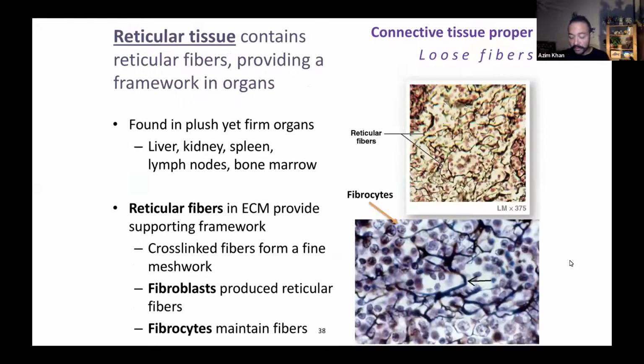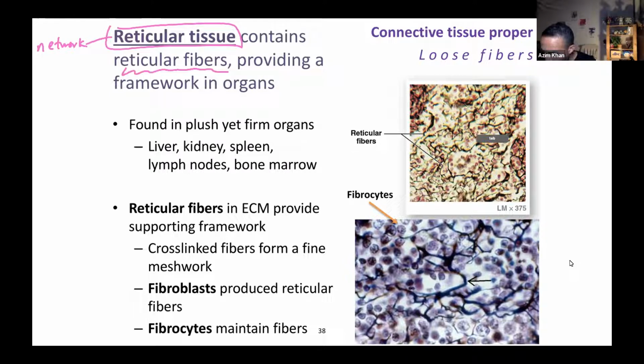Our second example of a loose connective tissue proper is reticular tissue. Reticular tissue, we've seen that word before, reticular. Reticular is another word for network of something. Lots of words that mean a network of something. Reticular, plexus. Reticular tissue doesn't have collagen fibers. It has reticular fibers. What are reticular fibers?